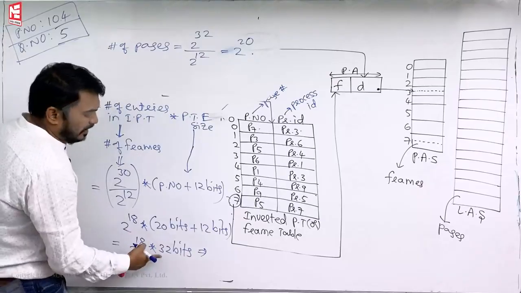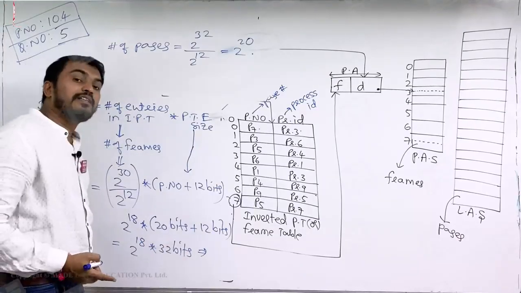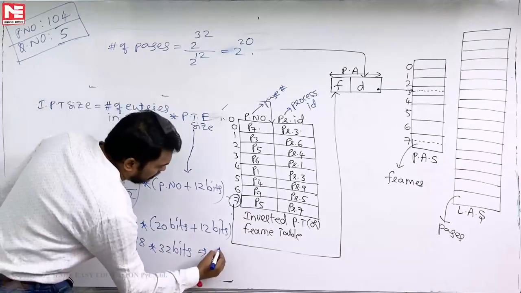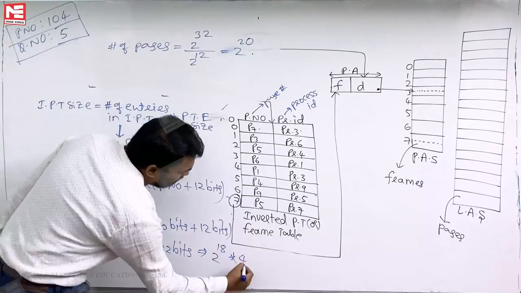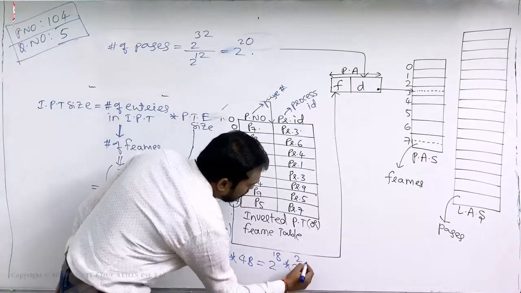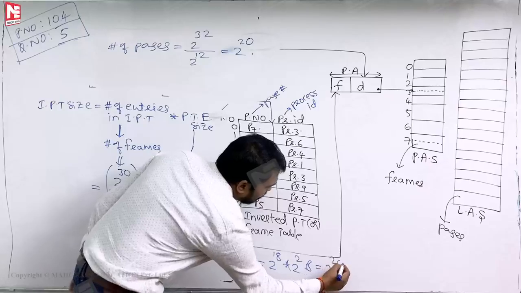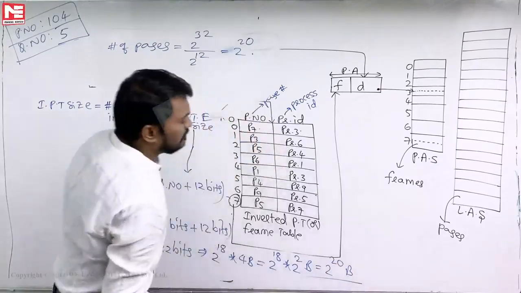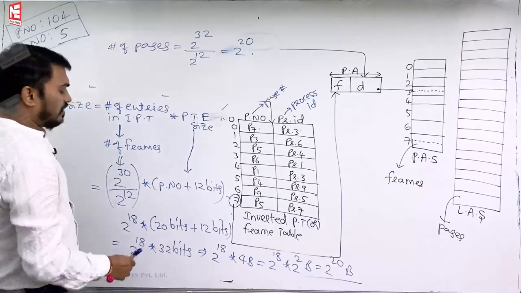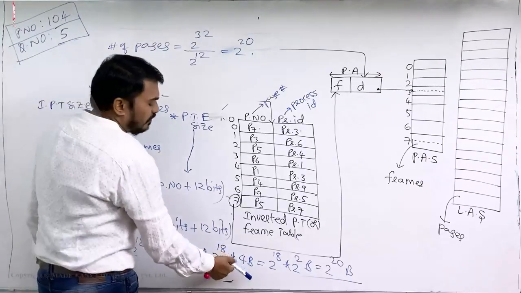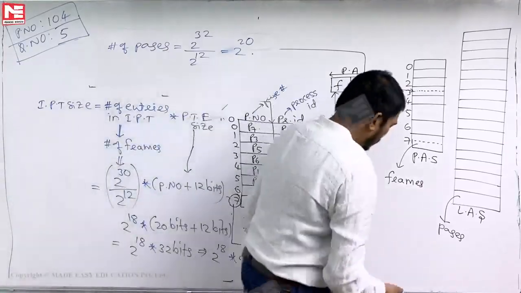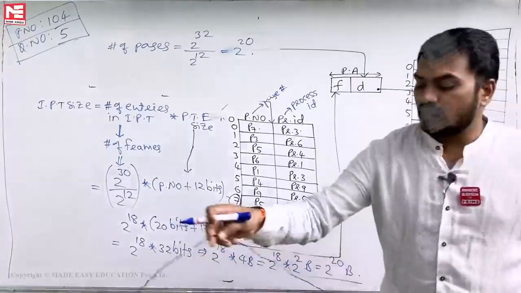2 power 18 entries of 32 bits. 32 bits is equal to how many bytes? 4 bytes. So 2 power 18 multiplied by 4 bytes, that is 2 power 18 multiplied by 2 power 2 bytes, that is 2 power 20 bytes. 32 bits is equal to 4 bytes, and 4 bytes is 2 power 2. 2 power 18 times 2 power 2 is 2 power 20. So 2 power 20 bytes. Is that clear for everyone?